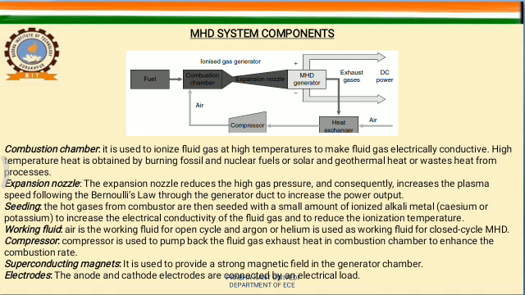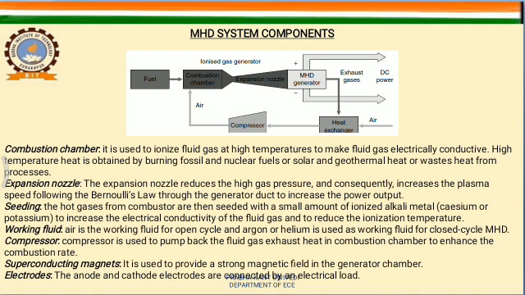Seeding. Seeding is done to increase the conductivity of the gases and also to reduce their ionization temperature. In seeding, some alkali metals are injected into the gas, so that these gases can be ionized at relatively lower temperature. Generally, the ionization temperature of gases is very high. So, after seeding, they can be ionized at relatively low temperature, around 2700 degrees centigrade.